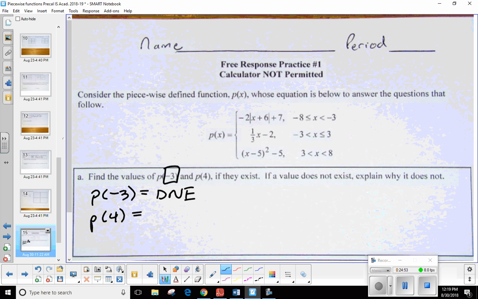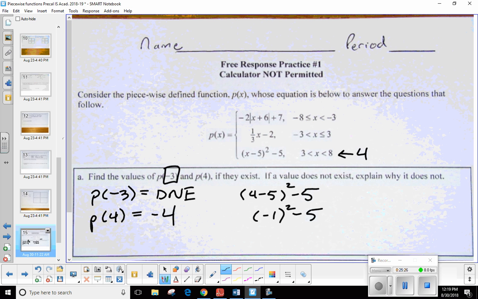All right. So which interval does 4 belong to? The third one, okay. So 4 is going to belong here. So we have (x minus 5) squared minus 5. So I'm just going to plug it in. So x minus 5 becomes 4 minus 5, squared, minus 5. 4 minus 5, negative 1. So negative 1 squared, 1, and then minus 5. Minus 4.